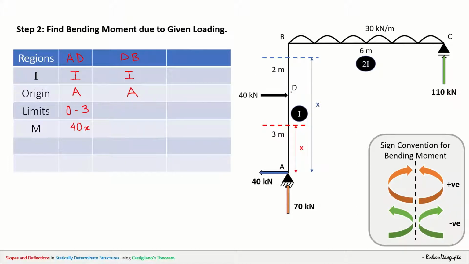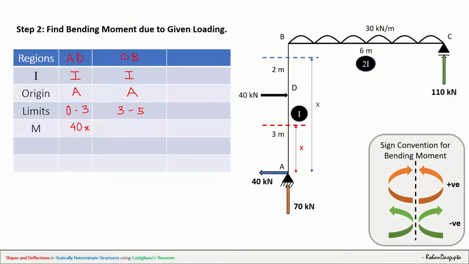Now the limit of x here will start at D and end at B. At D, the value of x, please consider only this blue color x, not the red color x, is 3. So the lower limit here will be 3 and the upper limit, at B, will be 5. So the limit is 3 to 5. Now let us start finding out the moments.